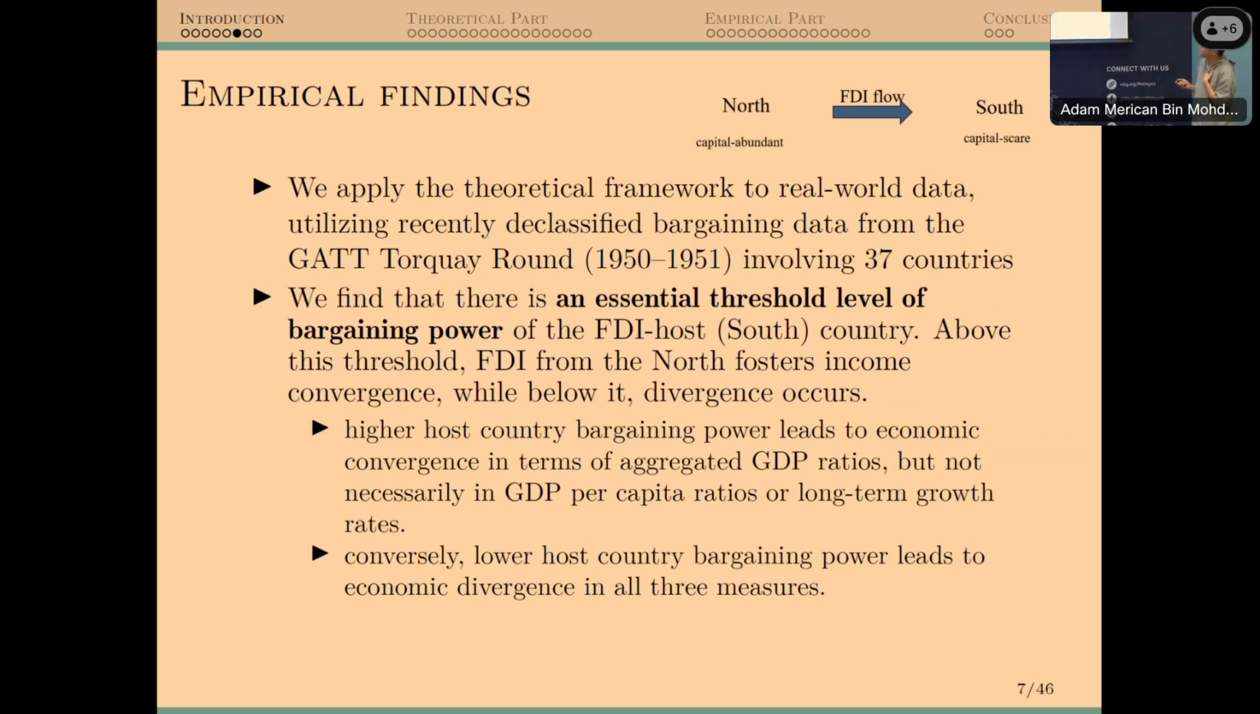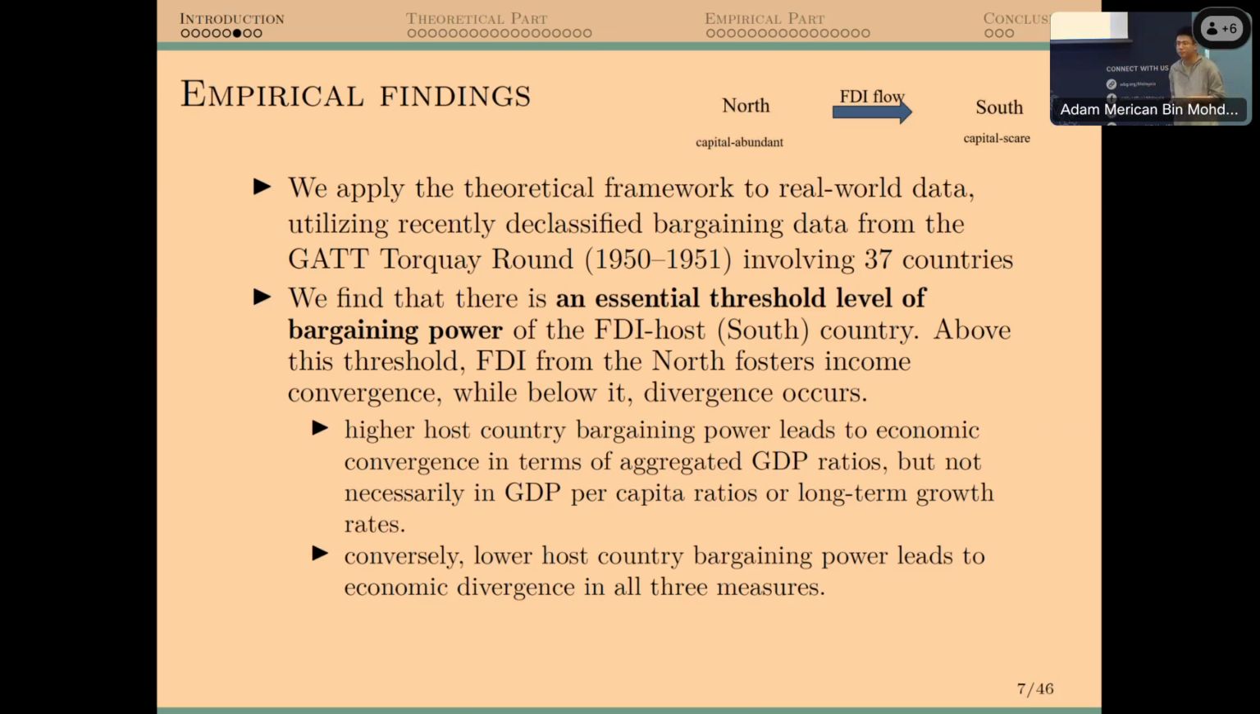So specifically, we find that higher host country bargaining power leads to economic convergence in terms of aggregated GDP ratios, but not necessarily in GDP per capita and the long-term economic growth. Okay, so this is the change of different dependent variables in the models.